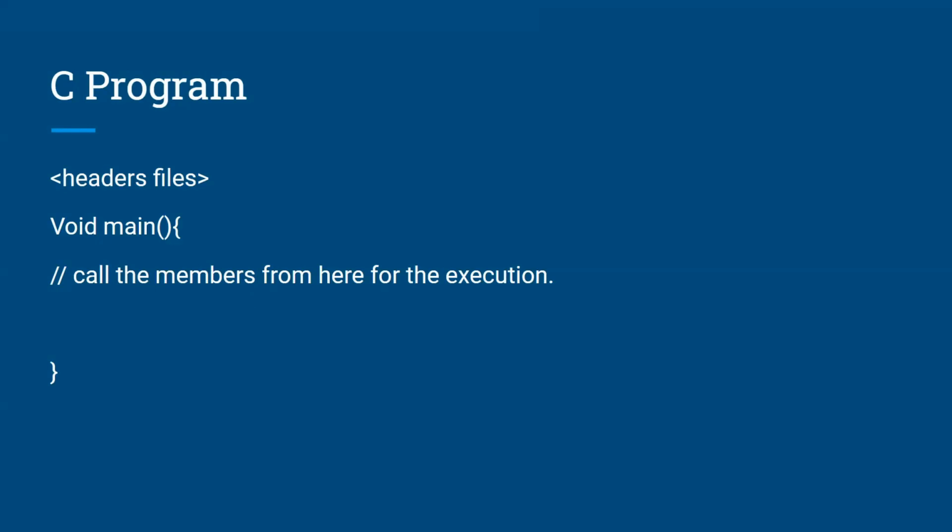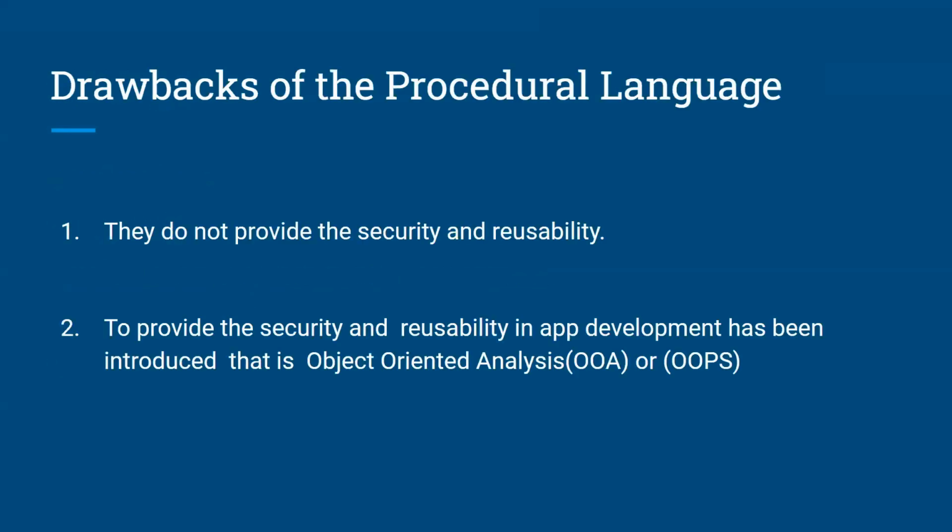The main problem here is security and reusability, right? So how to provide security and reusability, I will show you with the help of object-oriented programming. Now, we have some drawbacks of the procedural language, and they do not provide security and reusability. To provide security and reusability in application development, object-oriented analysis and object-oriented programming systems, OOA and OOPS, have been introduced.